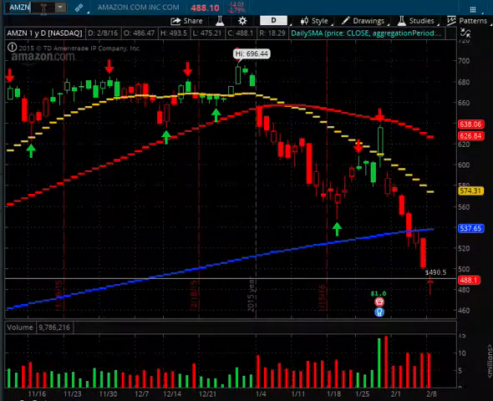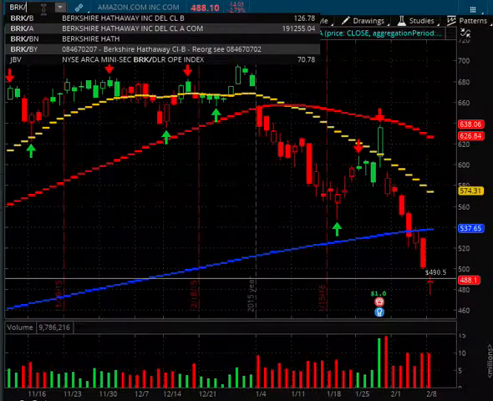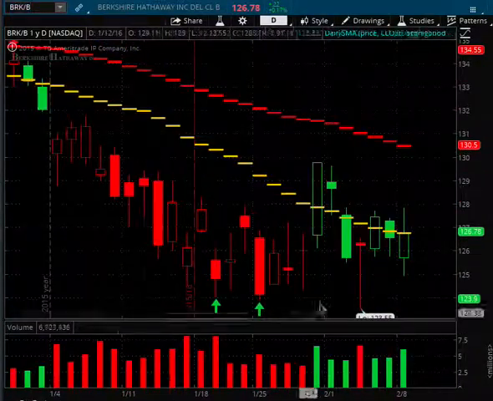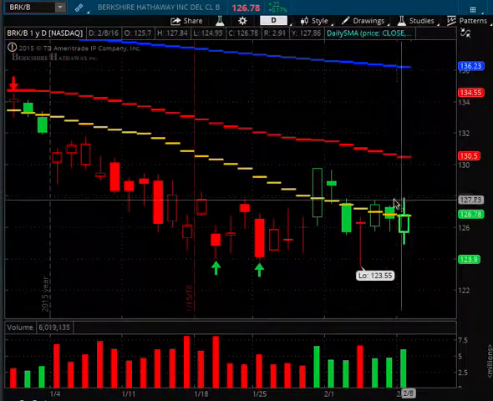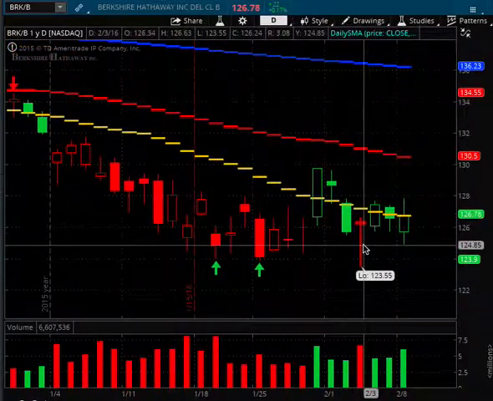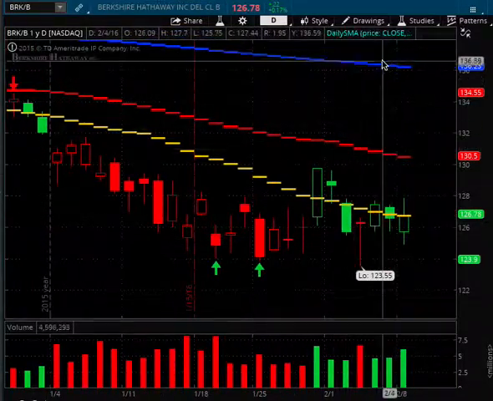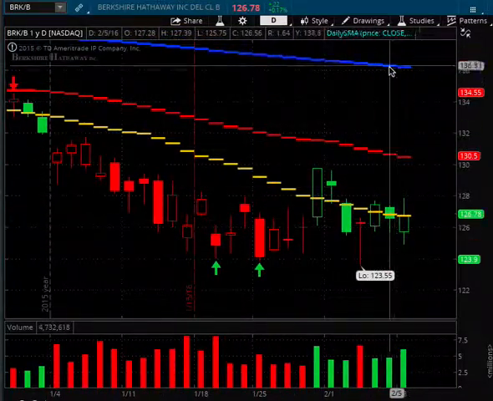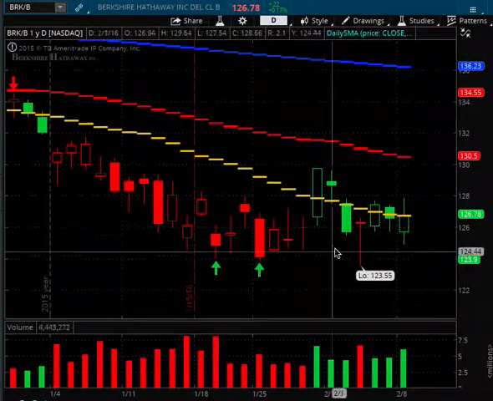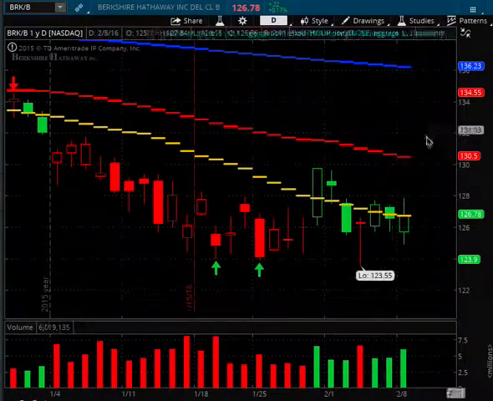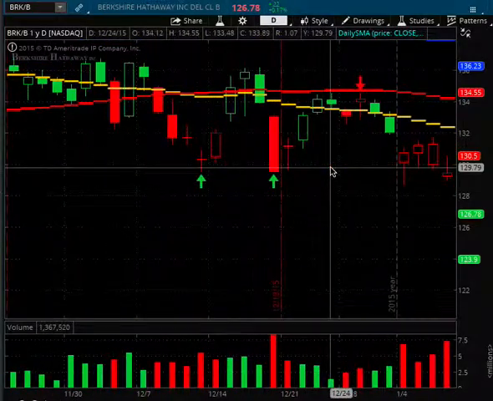All right, let's look at Berkshire Hathaway. If you don't know what Berkshire Hathaway is, the company owned by Warren Buffett. I strongly encourage people to buy this particular stock, seeing that he's one of the richest men in the world. And it looks like Berkshire Hathaway is way underneath all of the moving averages, the 200, the 20, and the 50. Right now, Berkshire Hathaway is at $123 a share.